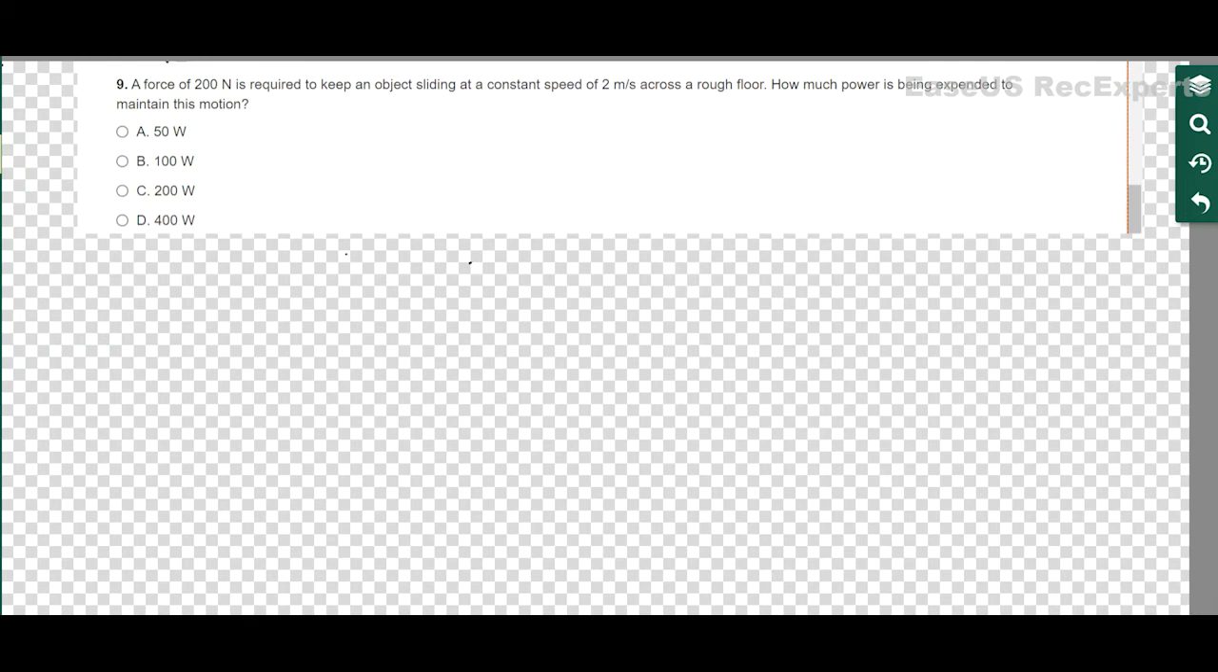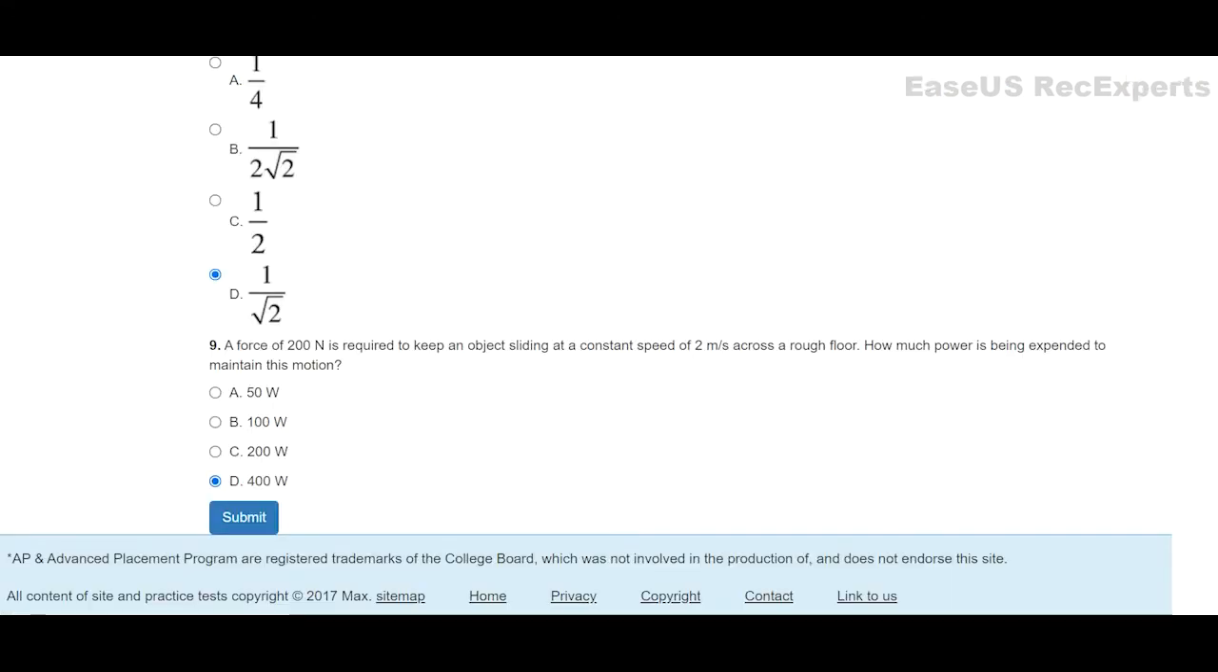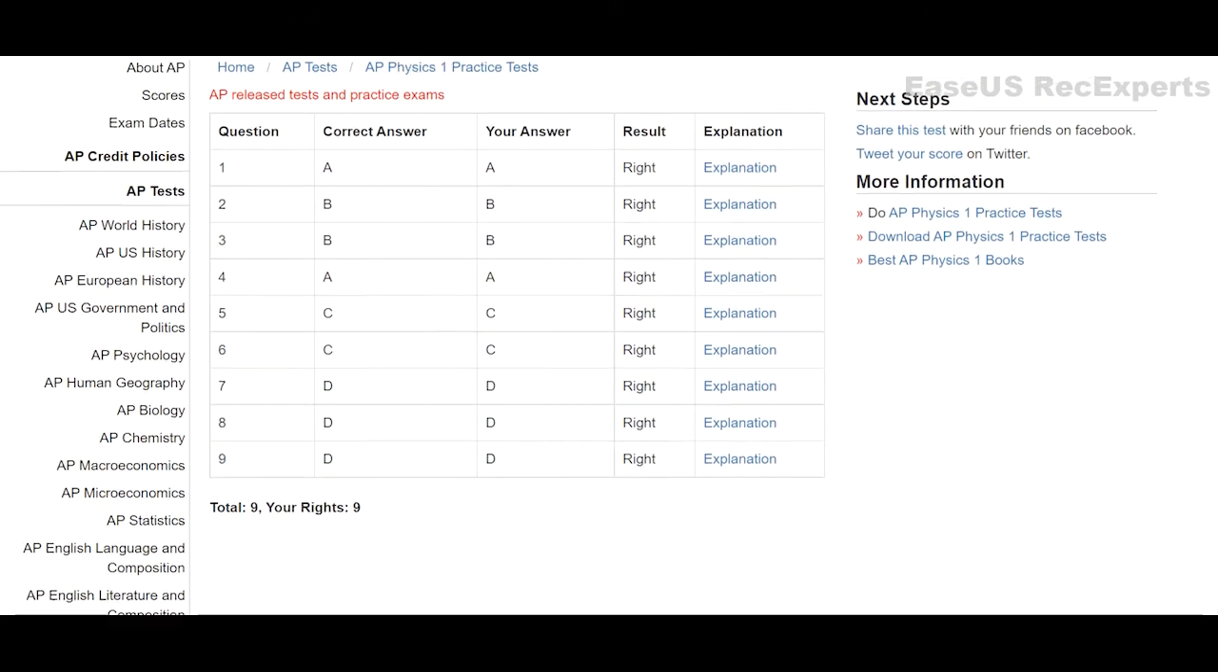what our formula is for power is work over time, right? So in other words, you can use force times distance for our work over the time, which gives us force times speed, or force times velocity, but in this case it's speed. So force times speed, where your force is 200 and your speed is equal to 2 meters per second, you would then get 400 watts as your answer. And let's check if we're all correct. We are all correct.